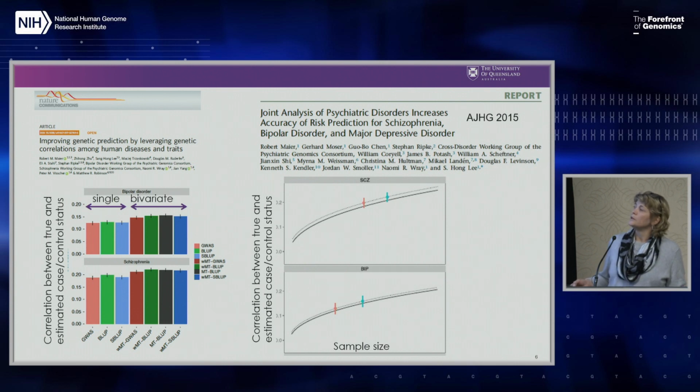So a small increase, but another way to look at it is the increase that you get in terms of sample size. So this is the sample size for schizophrenia single trait, and this is the equivalent increase in sample size on this x-axis by adding the correlated trait. So you do get a gain in out-of-sample prediction.